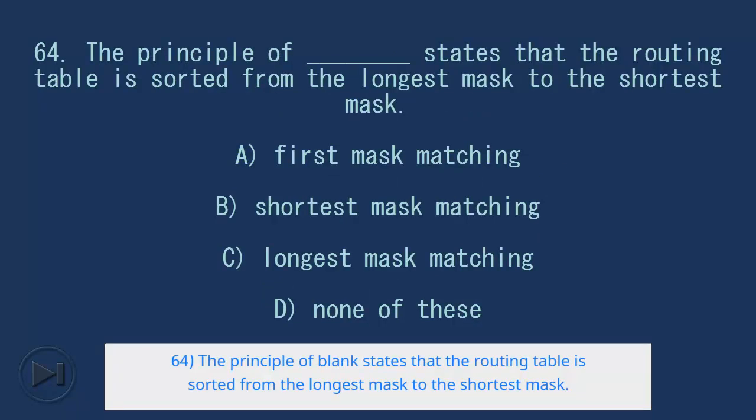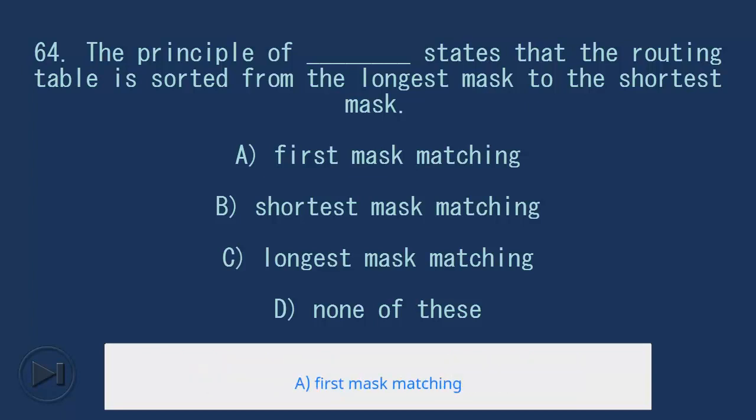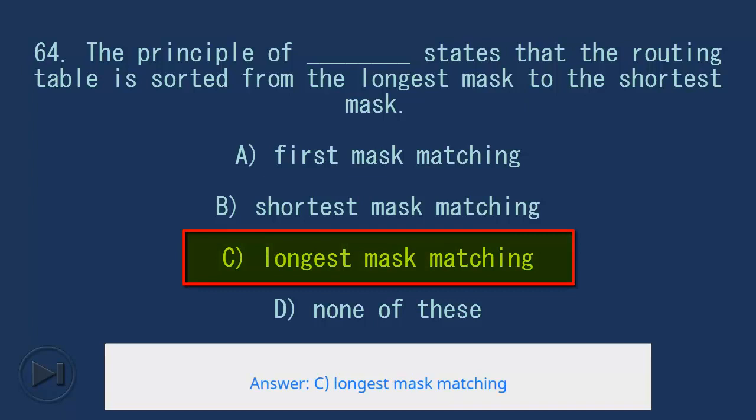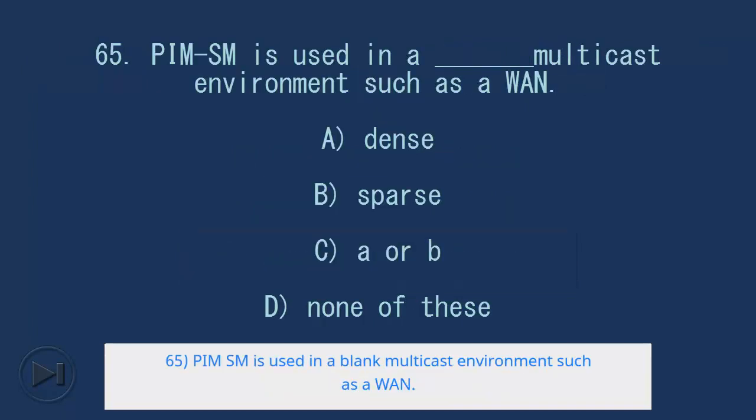The principle of blank states that the routing table is sorted from the longest mask to the shortest mask. A. First mask matching. B. Shortest mask matching. C. Longest mask matching. D. None of these. Answer, C. Longest mask matching. 65. PIM-SM is used in a blank multicast environment such as a WAN.